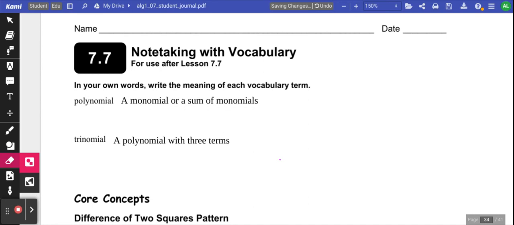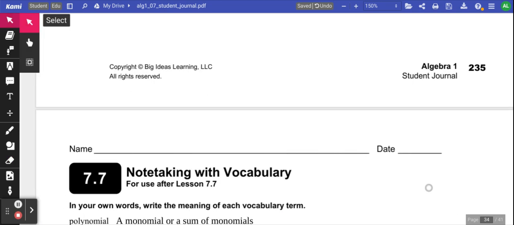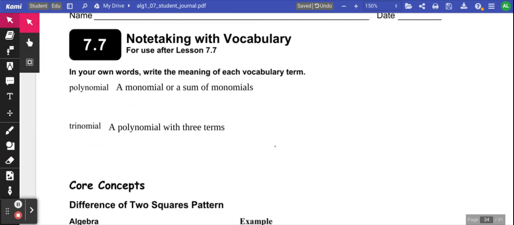Hello, everyone. We're going to be doing the very last section here in Chapter 7 today. If you have your student journal, you can join along. We're on page 236 in the student journal, and we're going to be talking about factoring these special products.